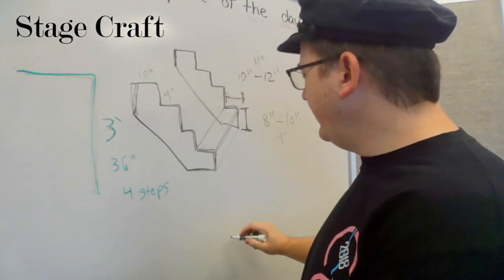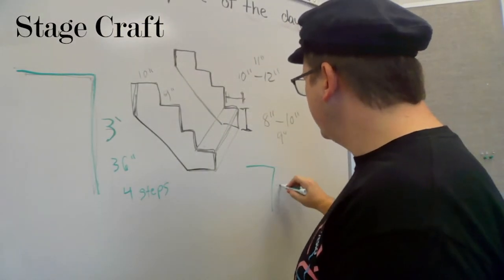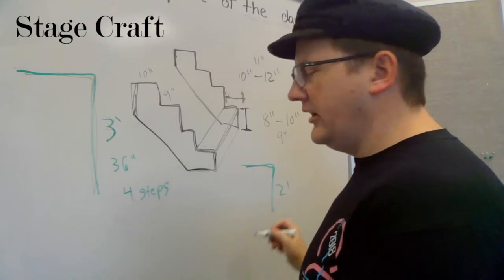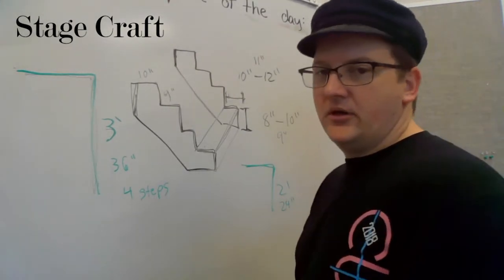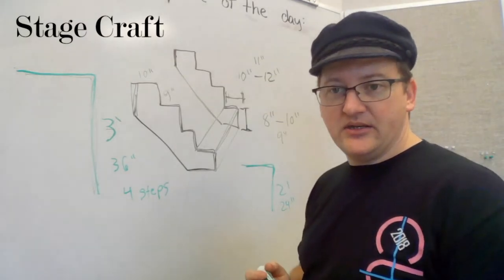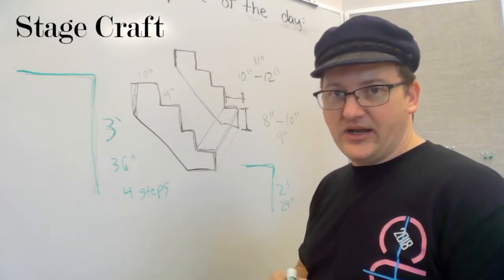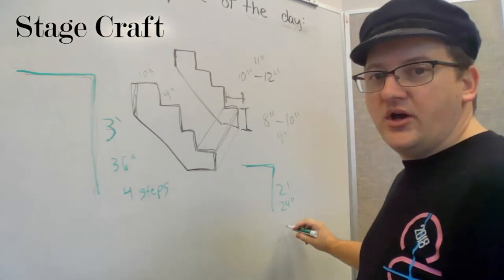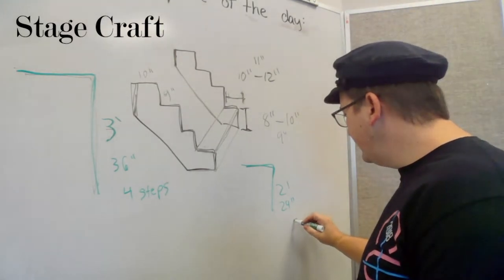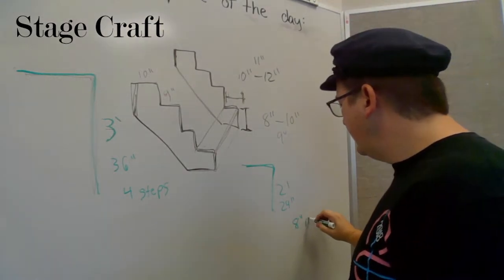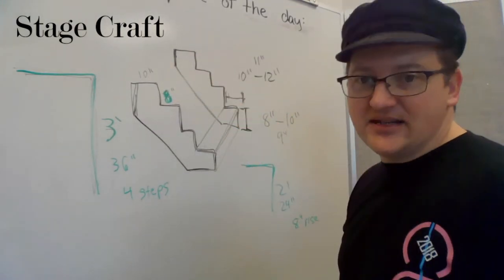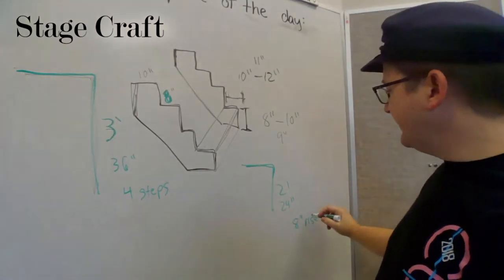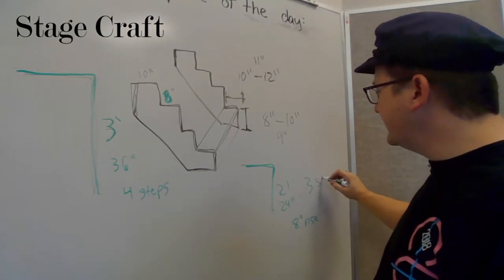If, however, we're going to a 2-foot tall platform, 24 inches, how many rises would we need? If we want them to be even, it'd be better to go with an 8-inch rise. 8 inches here instead of 9, because then it can divide evenly into 3 steps.